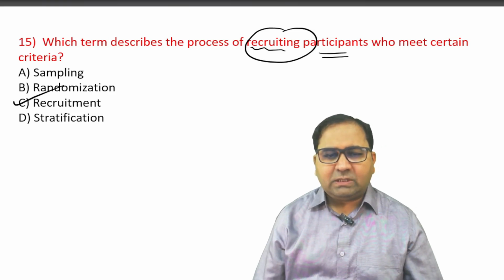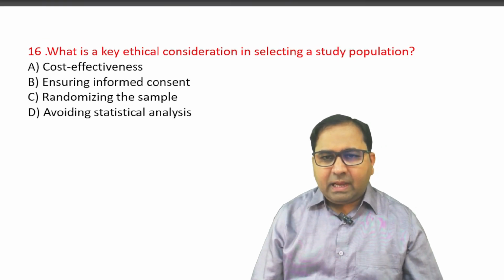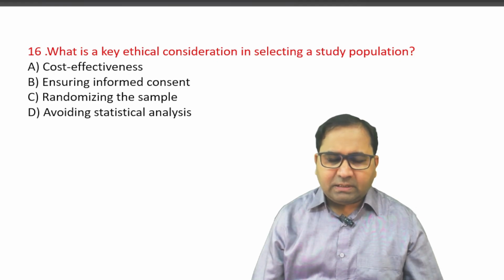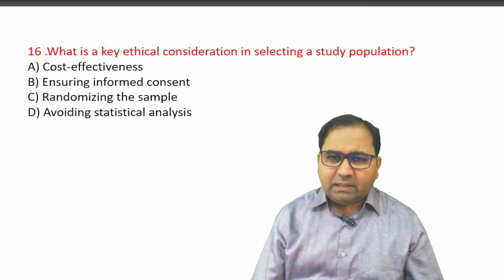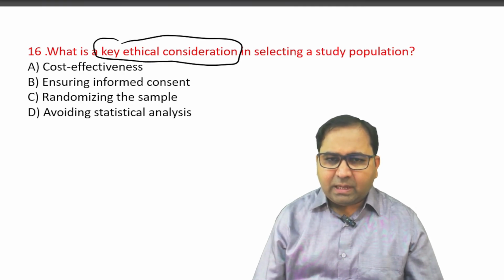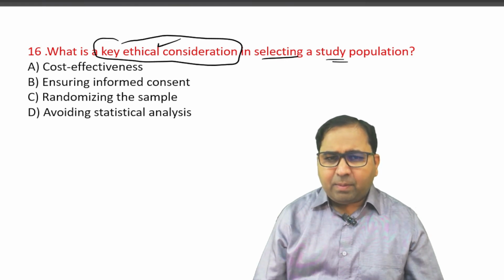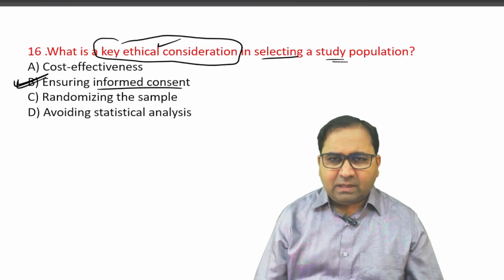Next question. What is the key ethical consideration in selecting a study population? The options are A. Cost effectiveness, B. Ensuring informed consent, C. Randomization of the sample, or D. Avoiding statistical analysis. So what is the key ethical consideration? Whenever you are speaking about ethics in selecting a study population, what will come? We have seen this in other chapters also. The answer will be ensuring informed consent. Informed consent is important whenever ethical issues come into consideration.